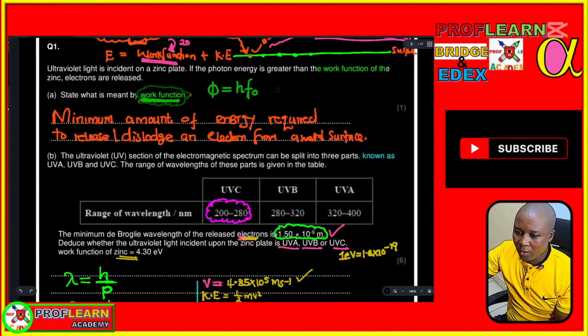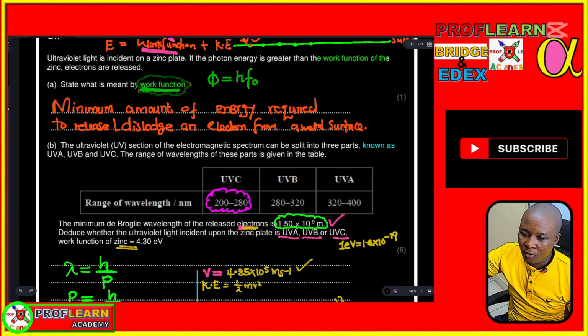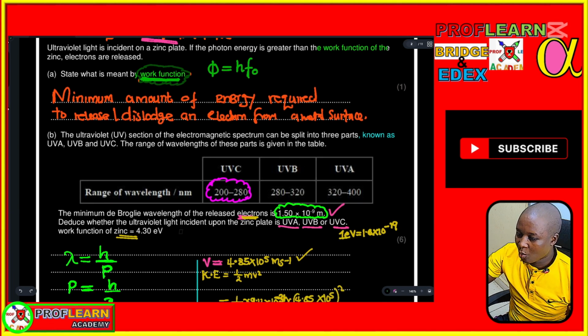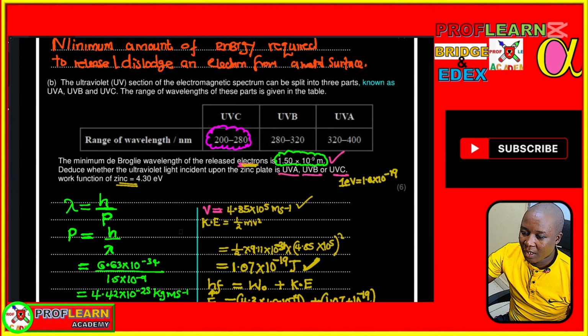So we are told that the ultraviolet (UV) section of the electromagnetic spectrum can be split into three parts known as UVA, UVB, UVC, and the range of wavelength of these parts is given in the table: from 200 to 280, 280 to 320, and from 320 to 400 nanometers. The minimum de Broglie wavelength of a released electron is 1.5 times 10 raised to the power -9. So deduce whether the ultraviolet light incident upon the zinc plate is UVA, UVB, or UVC.